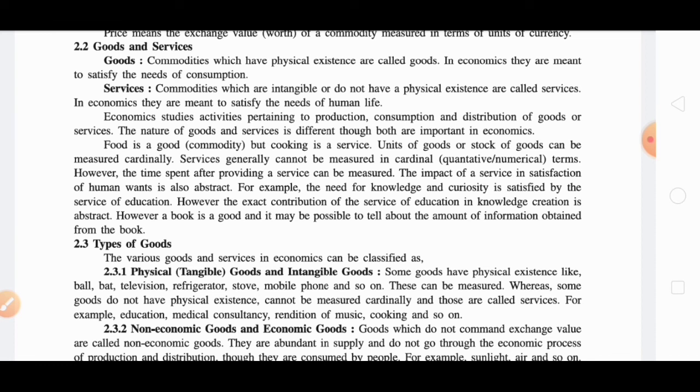Today we are concluding our lecture here, and we have discussed the meaning of price and value, types of different value, that is use value and exchange value, and the relationship between use value and exchange value.